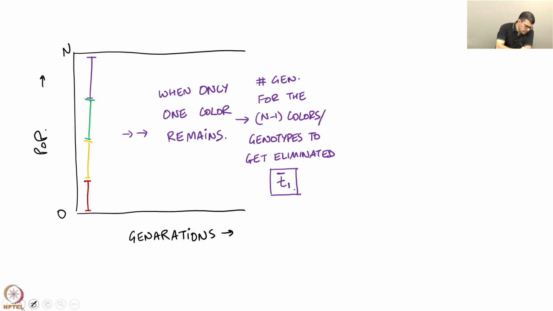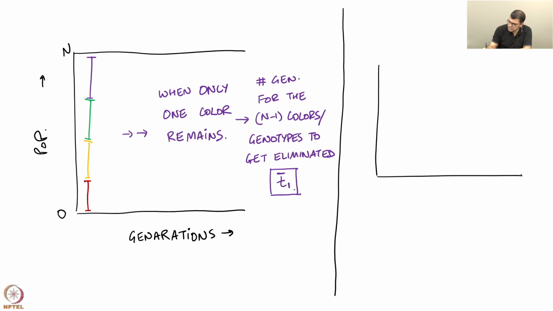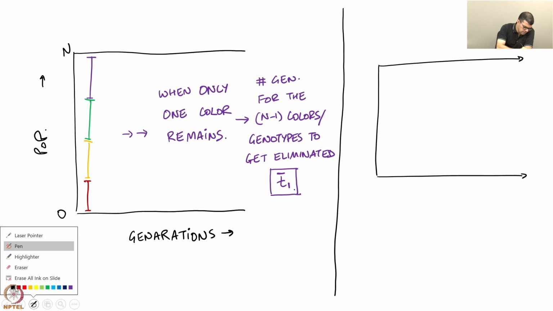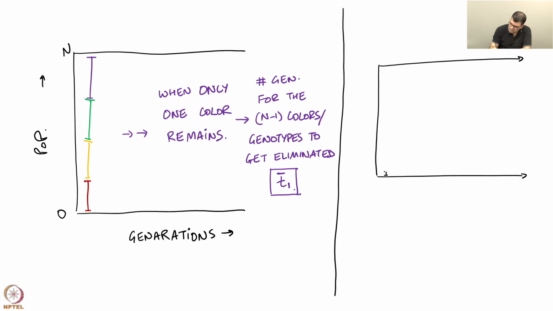We will compare this scenario with the same scenario, but the only difference being that now instead of having 3 colors at the starting point, I have, let me just draw it with one color. In this case I had 4 genotypes. In this case I do not have 4 genotypes, but 400 genotypes.